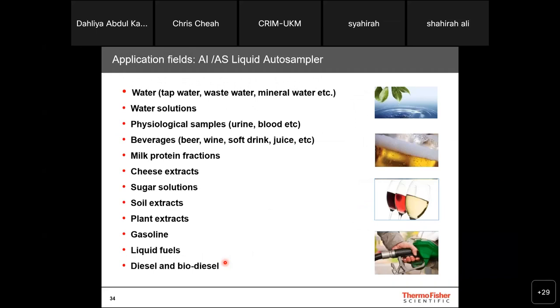Okay, so some of the applications for your info, which normally will utilize liquid autosampler: water analysis. We can even run urine sample, blood sample. For F&B, food and beverages, there will be soft drink, orange juice, wine, or even beer. The rest is some of the examples which you can go through.